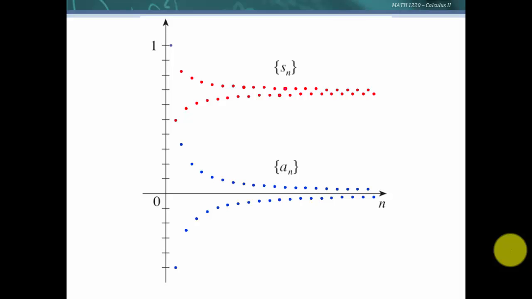Let's go ahead and just look and see. This is what the terms themselves look like, and this is what the partial sums look like. And we can see that these do go to 0, and we can see these do converge to a finite value. That finite value happens to be the natural log of 2.